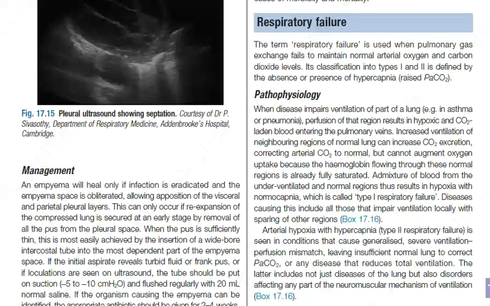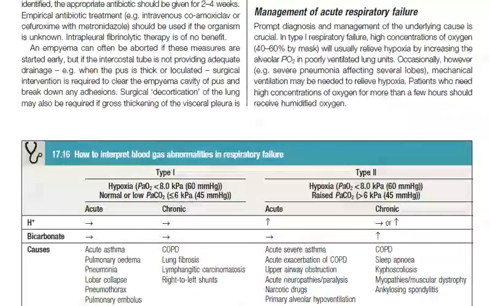Arterial hypoxia with hypercapnia, type 2 respiratory failure, is seen in conditions that cause generalized severe ventilation perfusion mismatch, leaving insufficient normal lung to correct partial pressure of arterial carbon dioxide, or any disease that reduces total ventilation. The latter includes not just diseases of the lung but also disorders affecting any part of the neuromuscular mechanism of ventilation. Now, management of acute respiratory failure.